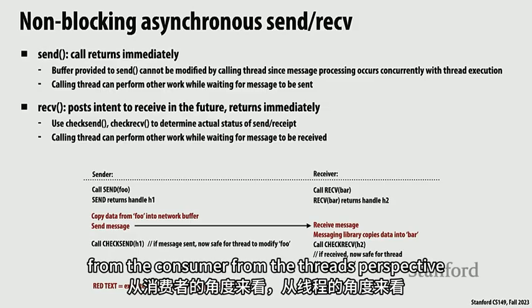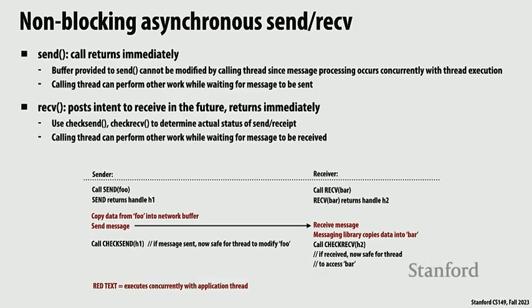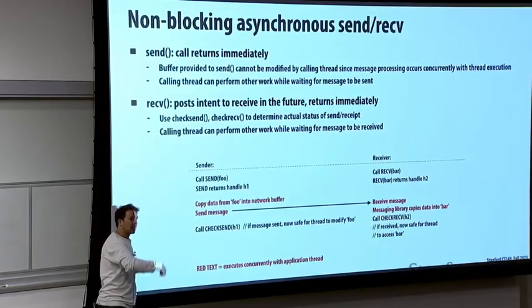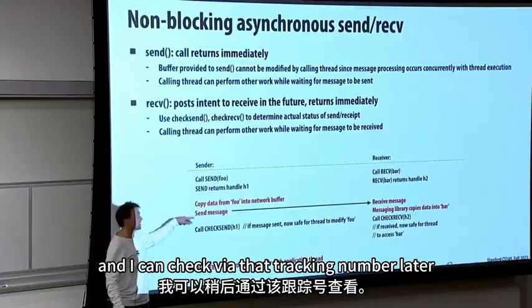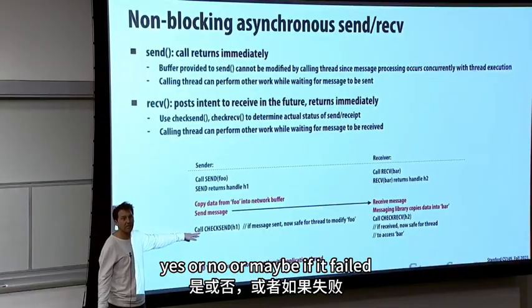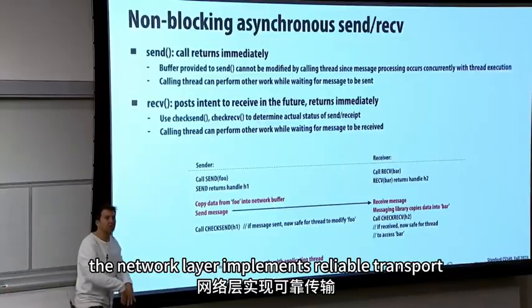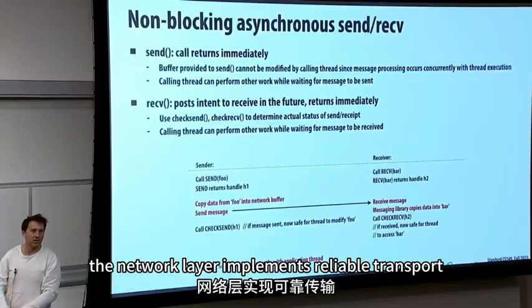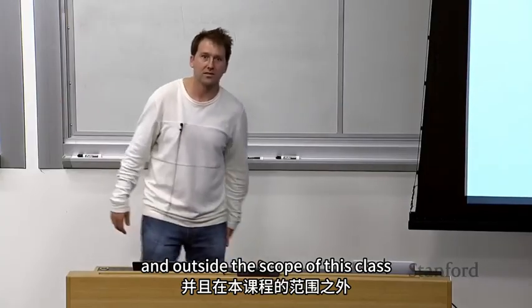From the consumer's, from the thread's perspective, what I have available to me is I initiate a send, I essentially get a tracking number, which is the handle, and I can check via that tracking number later if the send is complete, yes or no, or maybe if it failed. Now, how under the hood the network layer implements reliable transport, that's a completely different story and outside the scope of this class.